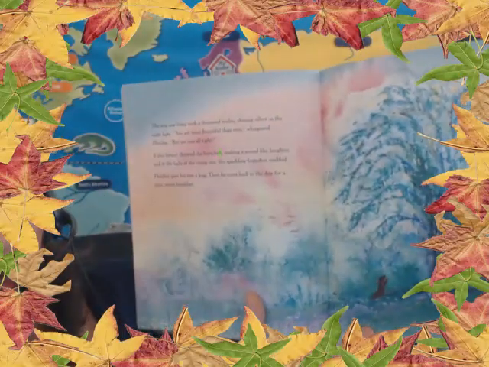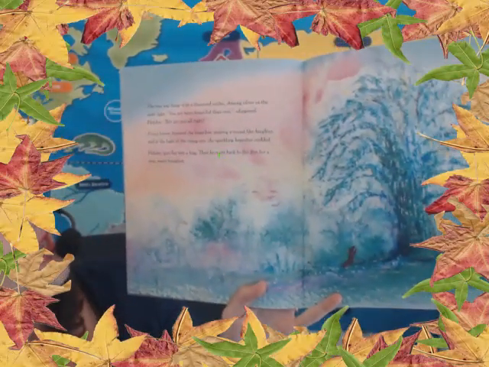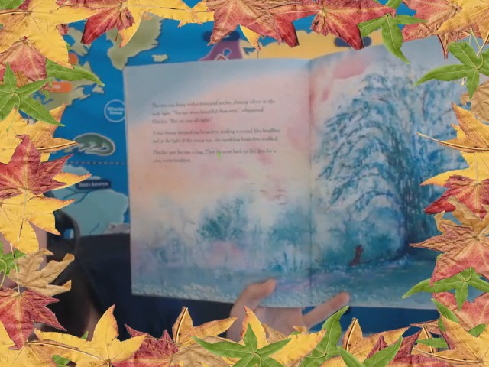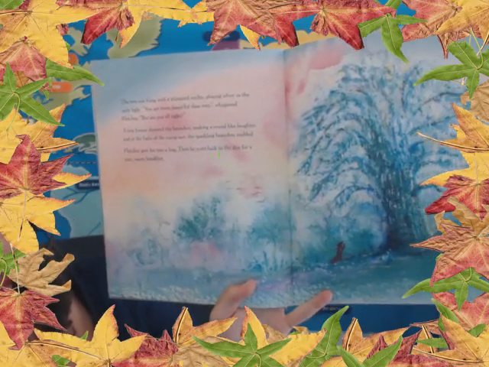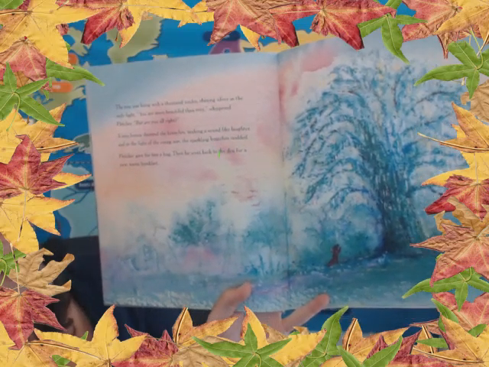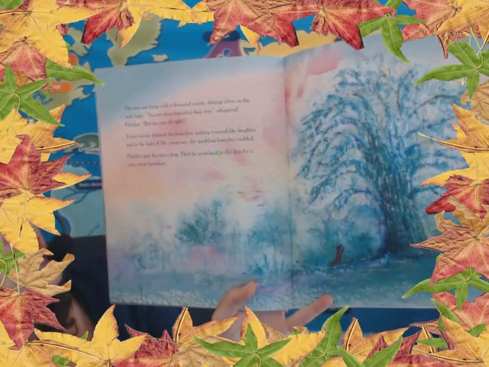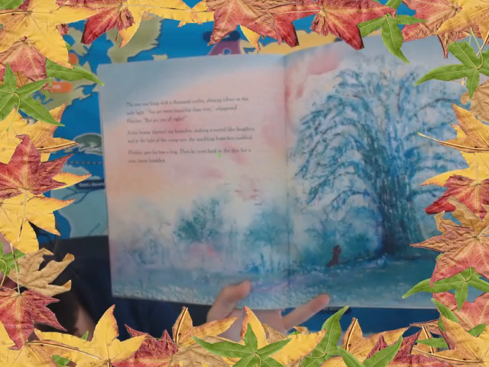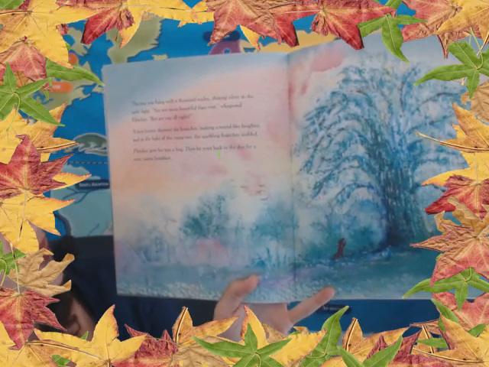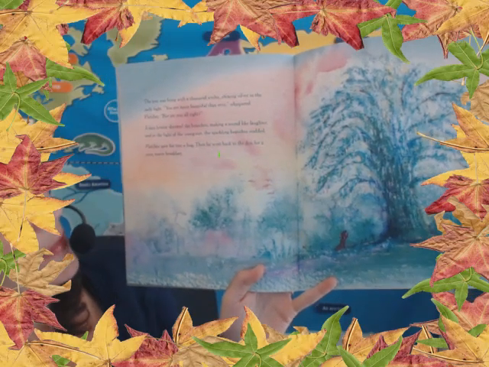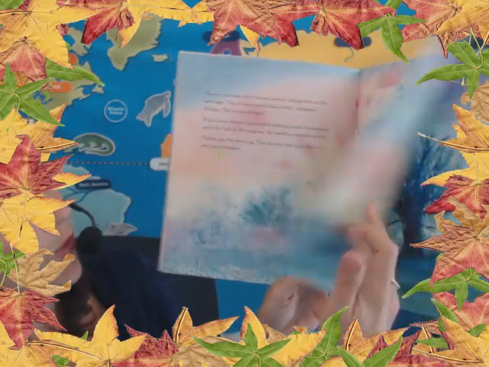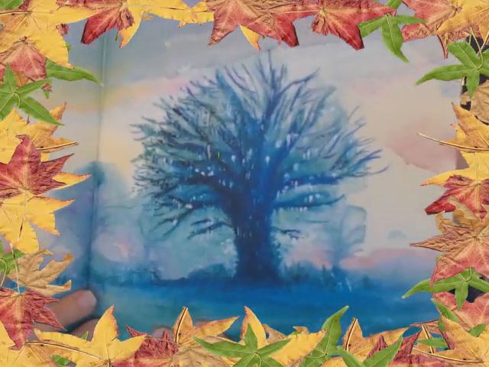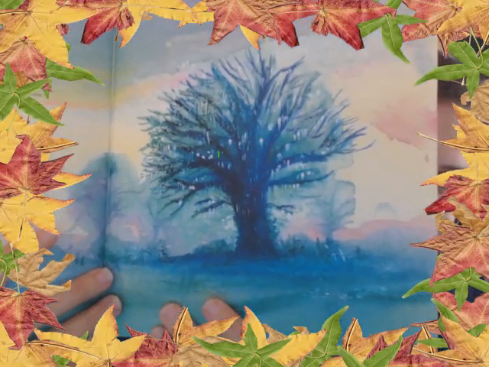The tree was hung with 1,000 icicles, shining silver in the early light. "You are more beautiful than ever," whispered Fletcher. "But are you all right?" A tiny breeze shivered the branches, making a sound like laughter, and in the light of the rising sun, the sparkling branches nodded. Fletcher gave his tree a hug. Then he went back to the den for a nice, warm breakfast. There's that tree again, looking very, very different.